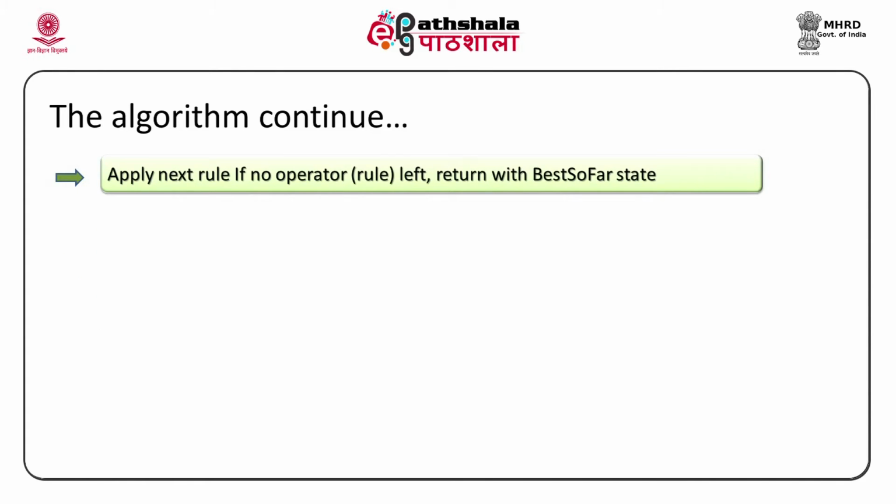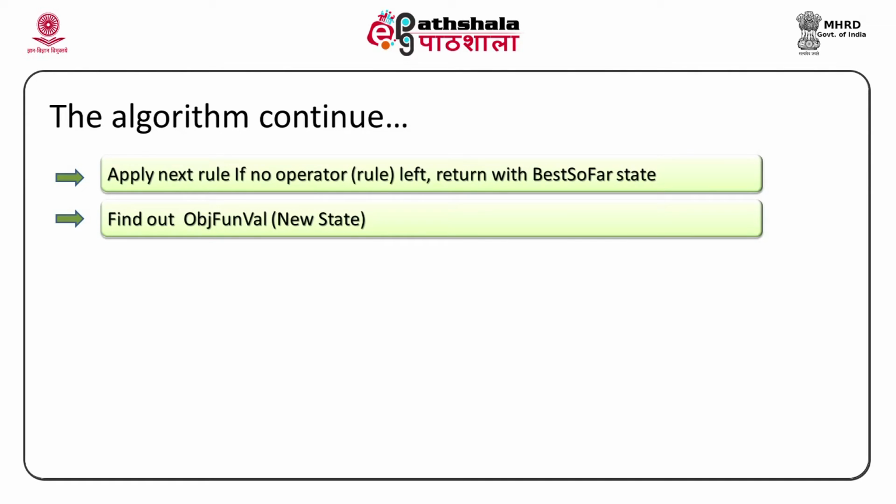Apply the next rule; if no operator is left, return best-so-far. That is very similar to hill climbing. If you reach a place where it is impossible to apply any rule, a dead end, provide best-so-far. Now, find out the objective function value. Here, unlike the other case where we call it the heuristic function, this is called the objective function. What is the difference? No difference, it is just named the objective function.